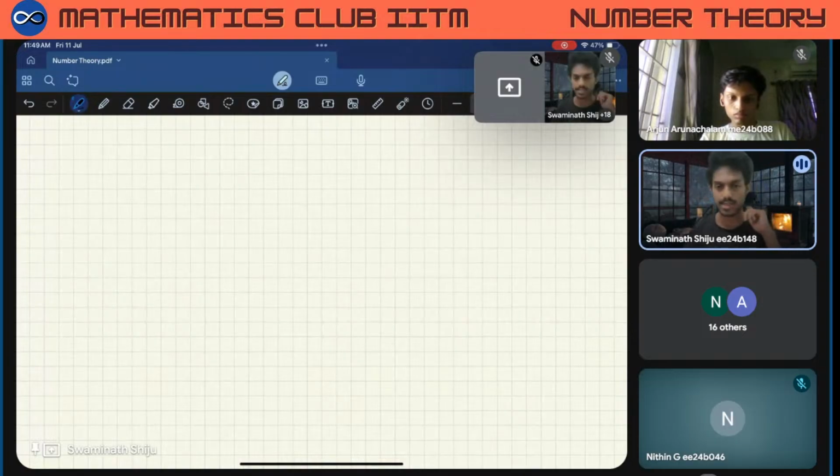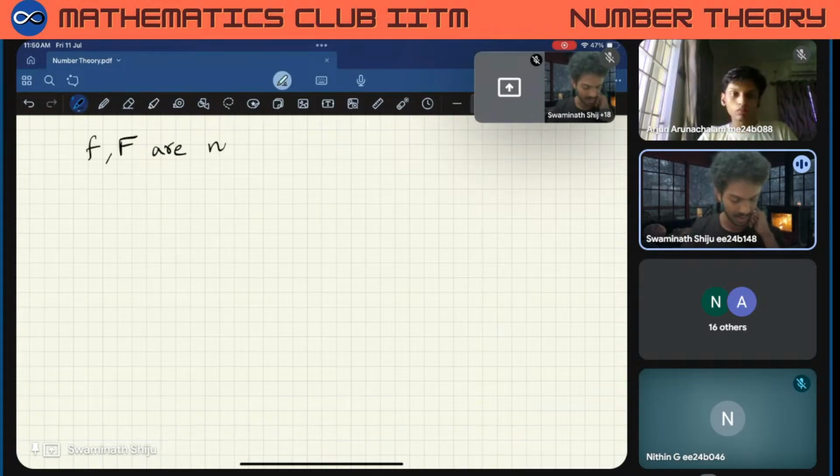First, I want to discuss a small theorem. Assume f and g are number theoretic functions.